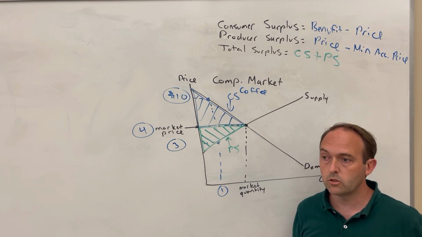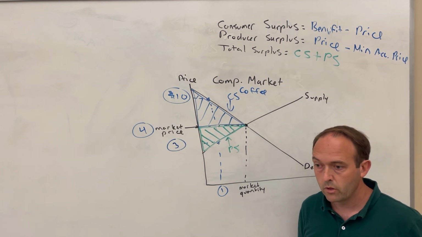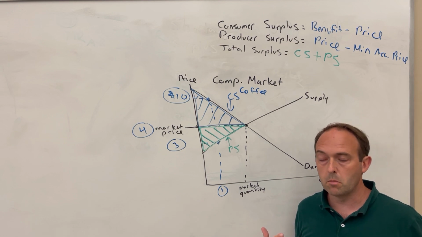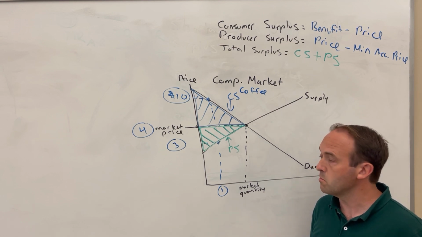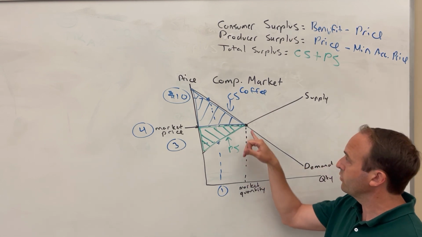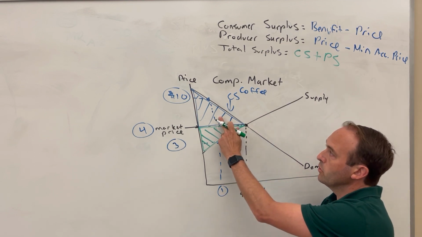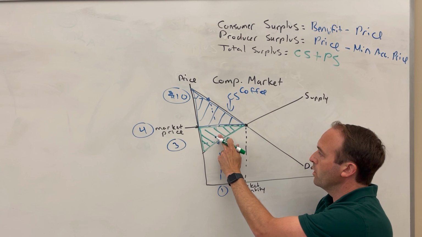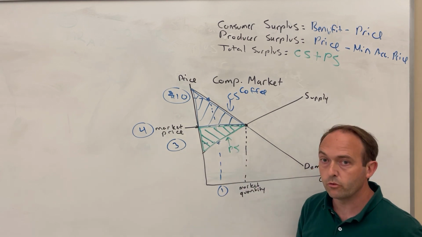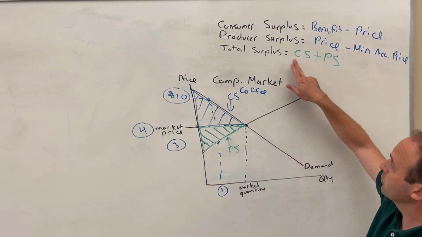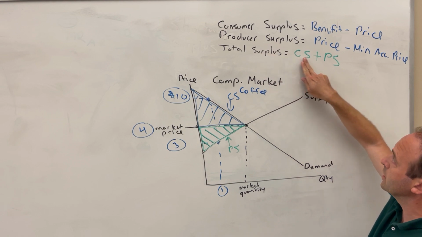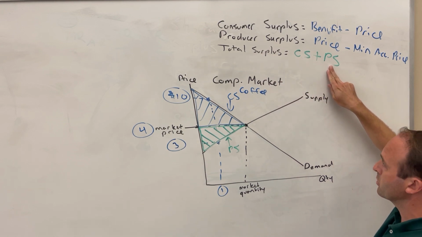Now, if you want to measure the total surplus for both the buyers and the sellers in a competitive market, meaning that the price is set at equilibrium, you just add the area of the blue consumer surplus triangle with the green producer surplus triangle. Bring us back to our formula. Total surplus equals consumer surplus plus producer surplus.